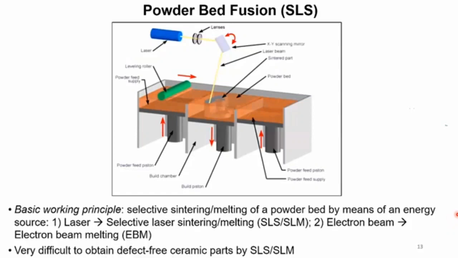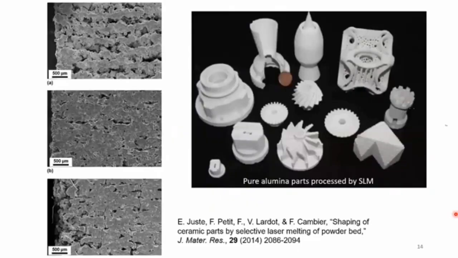The problem for ceramics is that you can, in theory, and in practice also, find ways of heating up your material to either sintering or partial melting in order to consolidate the powders. But the problem is that it is very difficult to obtain defect-free ceramic parts using this approach. And the problem is mainly thermal shock. You can see here, for instance, some cracks, residual porosity.